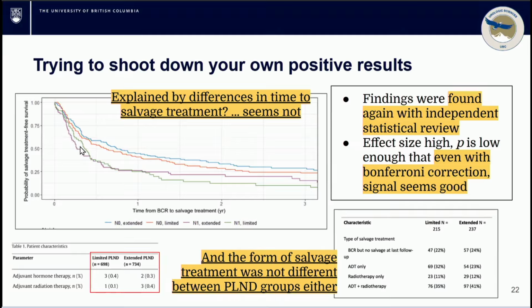And also the form of salvage treatment was not so different between the 2 groups, whether split up between ADT, radiotherapy, both, none. Anyway, the corresponding author has also gone on record in saying that they undertook an independent statistical review with a statistician from another department at MSK, and they verified the same results. And then the last thing I'll mention is that the p-value was less than 0.001. So even if you do a Bonferroni correction for multiple comparisons, that's a fairly good signal.